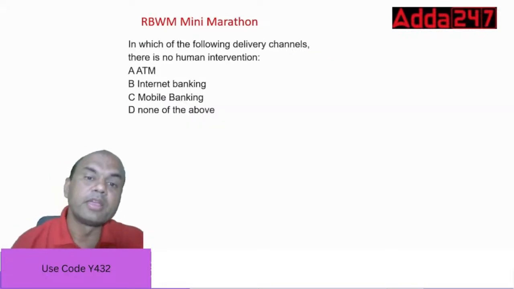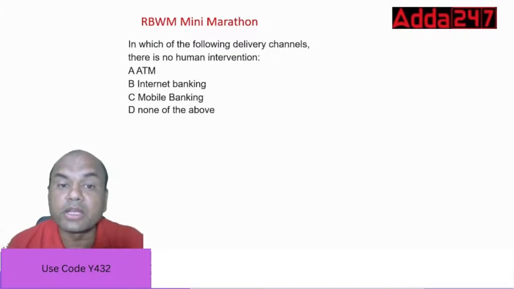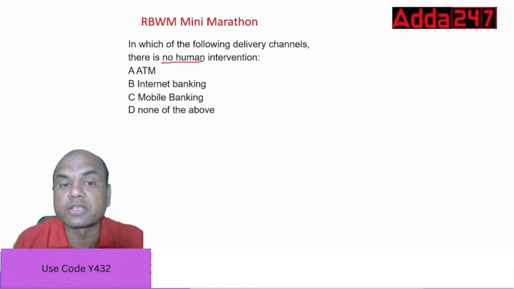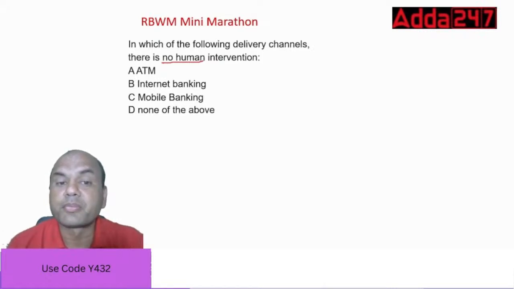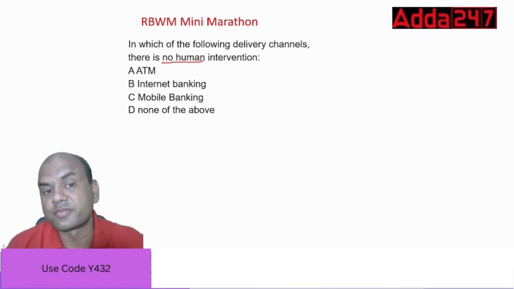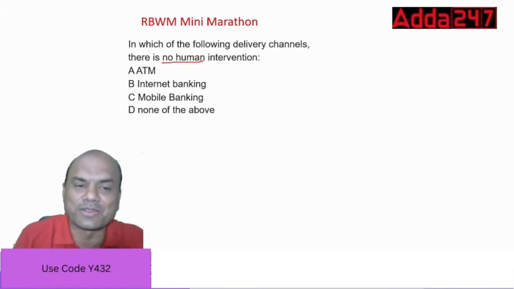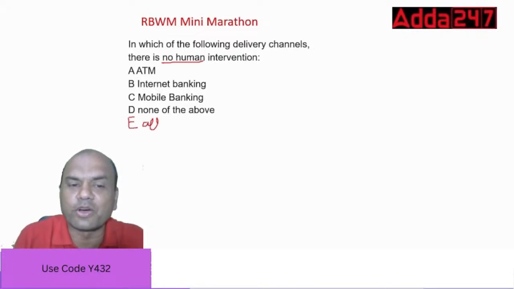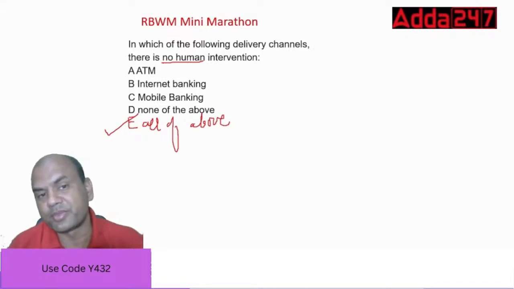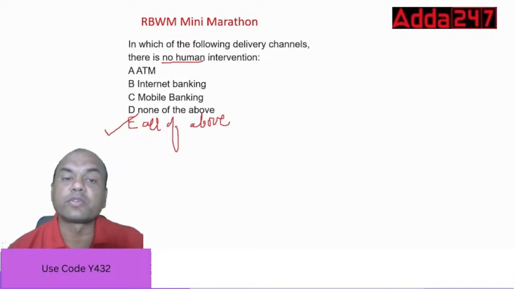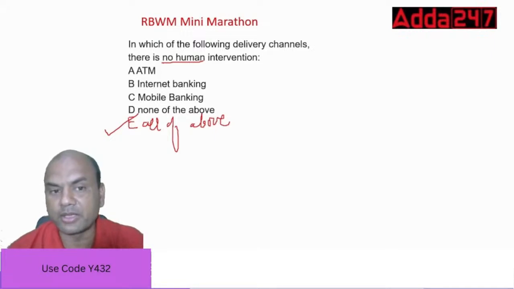In which of the following delivery channels is there no human intervention? Remember, no human intervention. ATM, internet banking, mobile banking, and none of the above. I'll add one more option, all of the above. I know you all got confused. ATM, there is no human intervention, correct? Internet banking, no human intervention. Mobile banking, same. So the answer is E, all of the above: ATM, internet banking, and mobile banking.